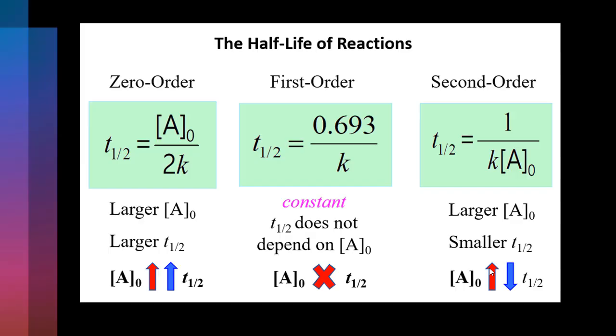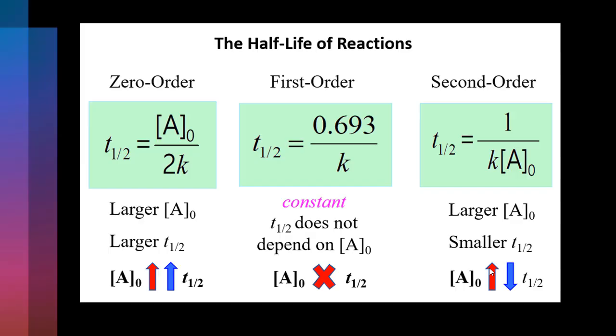So here's that comparison. For a zero-order reaction, t1/2 is equal to the initial concentration of A divided by 2k. For first order, t1/2 is equal to 0.693 over k. And for second order, t1/2 is equal to 1 over k times the initial concentration of A. So a couple things I want you to notice.